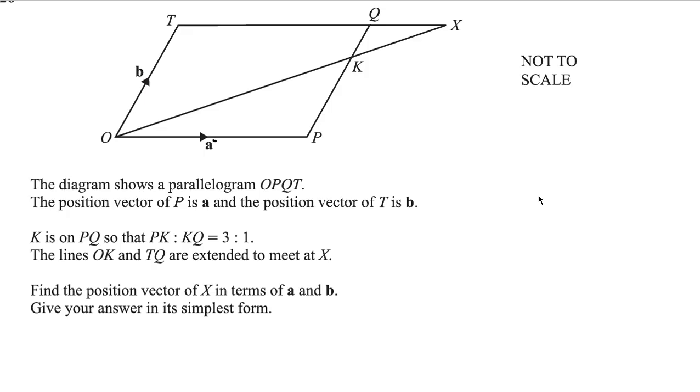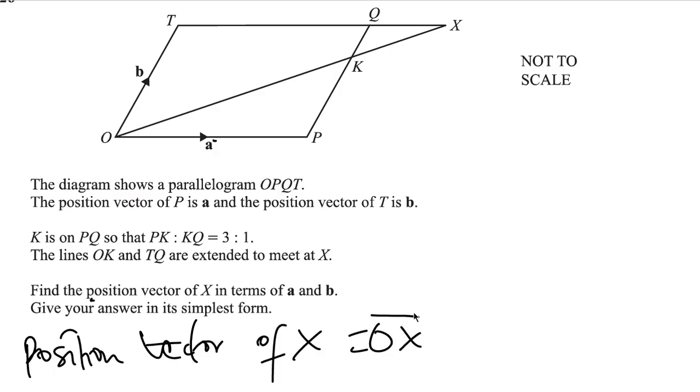So in order to do this, the question is the position vector of X. The position vector of X is simply equivalent to OX, right? That is this length. So how do we achieve this? We have to follow the direction, and one thing the question is giving us here is that PK to KQ is 3/1.